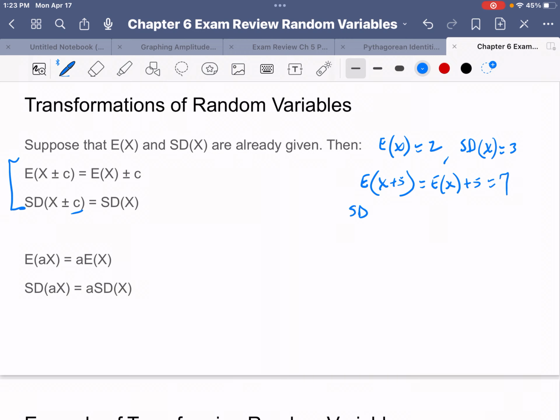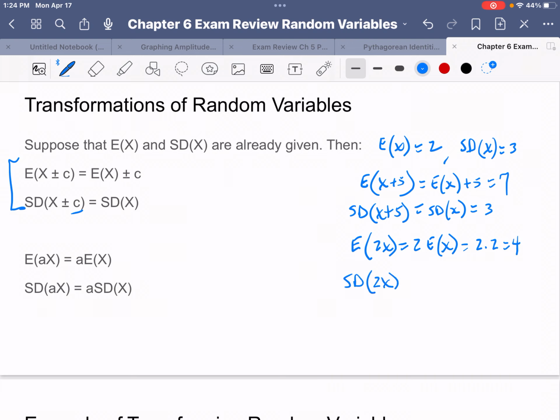The standard deviation of x plus 5 would equal the standard deviation of just x, so the answer would still be 3. See, they're expecting you to add 5 and call the new standard deviation 8. The expected value of 2x would equal 2 times the expected value of x, so that would be 2 times 2 is 4. The standard deviation of 2x equals 2 times the standard deviation of x, which would equal 2 times 3, which would be 6.